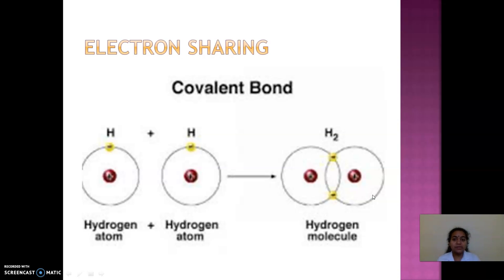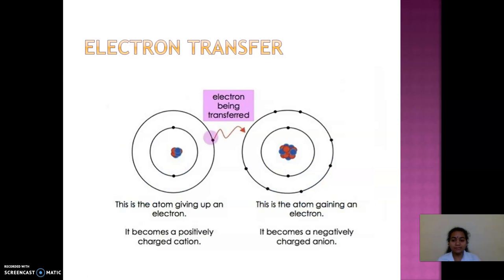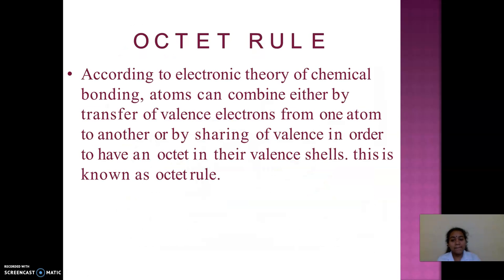So let's recap the topic. What is the octet rule? The octet rule states that atoms can combine either by transfer of valence electrons from one atom to another, or by sharing of valence electrons, in order to have an octet in their valence shell for stability. This is known as the octet rule. I hope all of you understood what the octet rule is. So there are electron transfer and electron sharing. Based on that, we can classify the bonds.